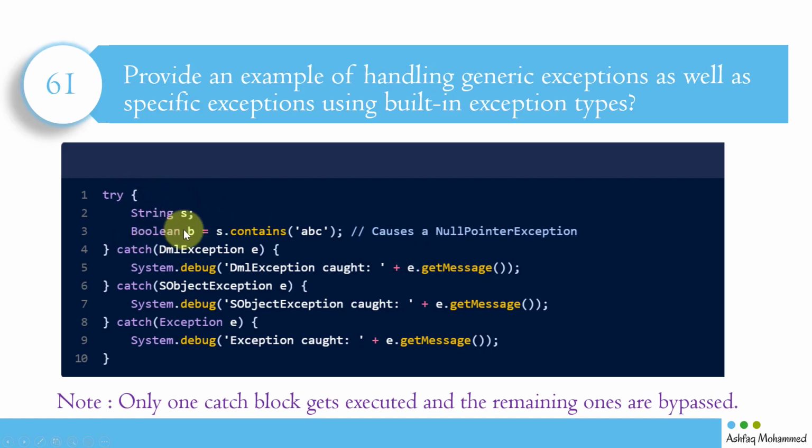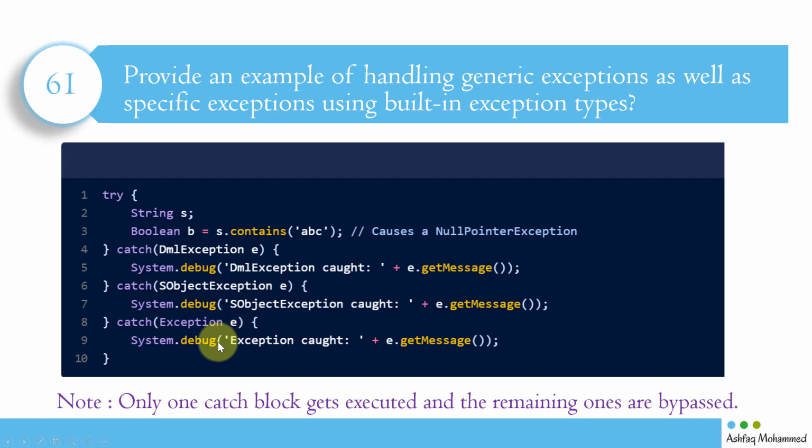I'm trying something in the try block, and then I've written catch. Here I'm doing DML exception. Only if there is a DML exception in the code, then this will be executed. And only if there is an SObject exception, then this catch will execute. And if there is nothing of this sort, then a generic exception will occur.